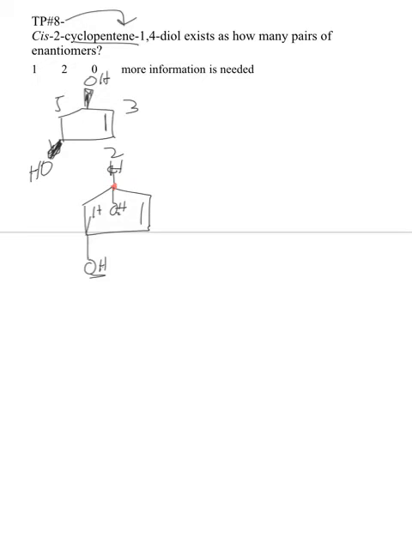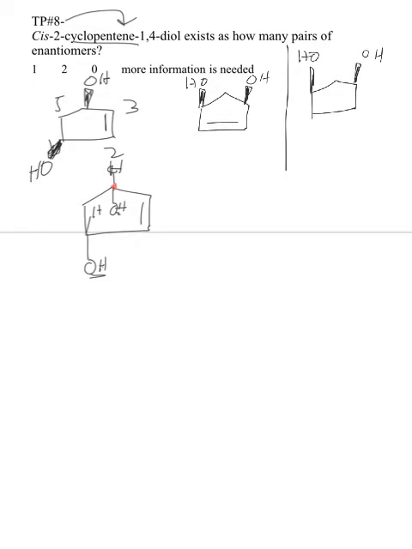Yeah, so I think the best way is to draw it like this. And you might be able to see more of a plane of symmetry here. So if you were to draw its mirror image, because it asks how many enantiomers, this is its mirror image. And then you would see that it's superimposable.